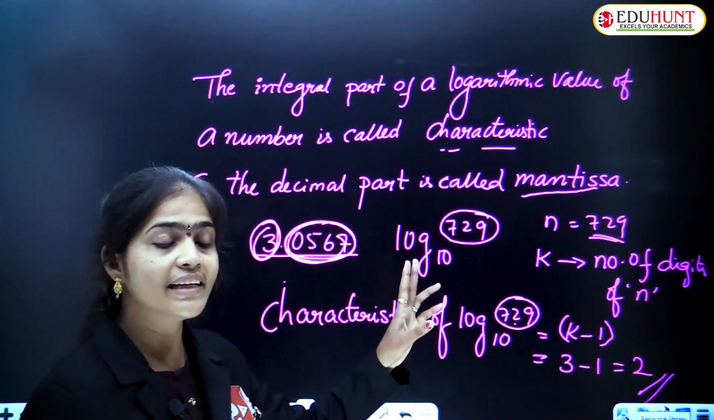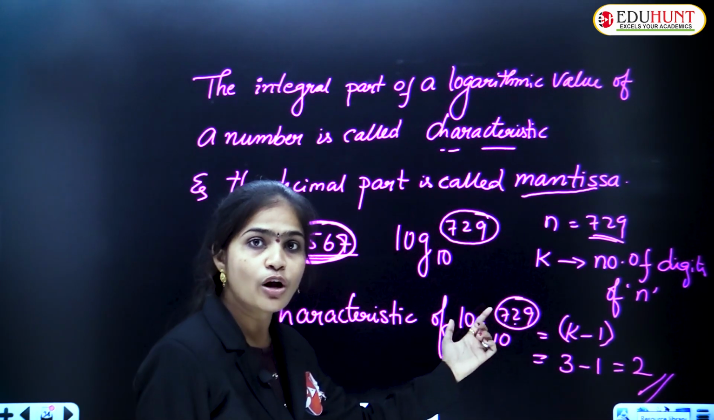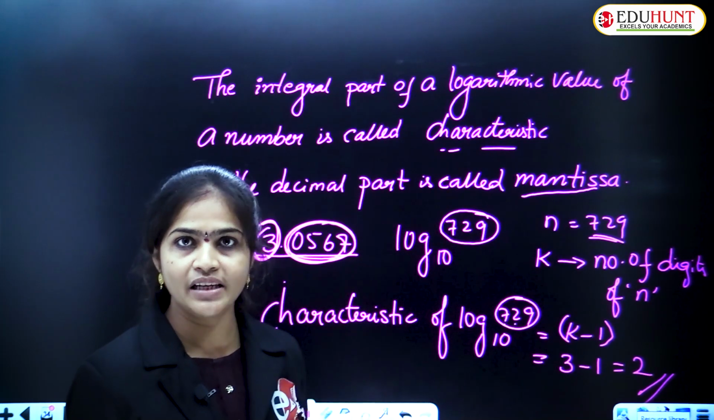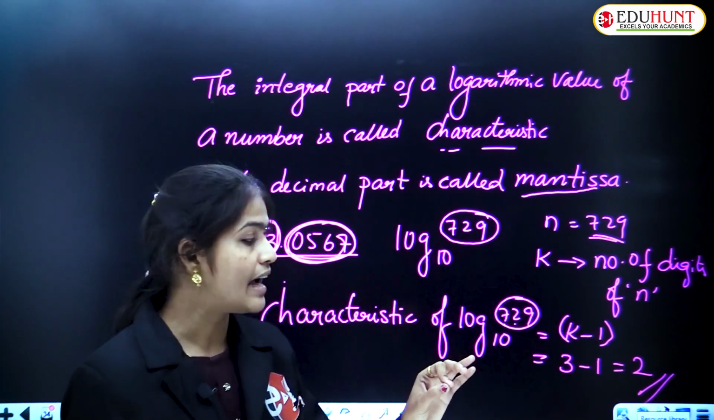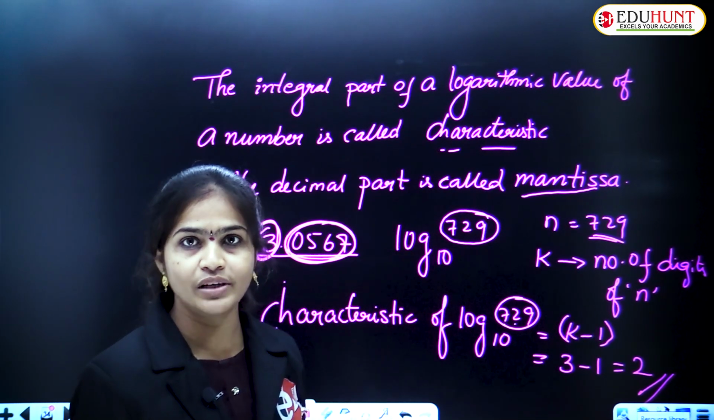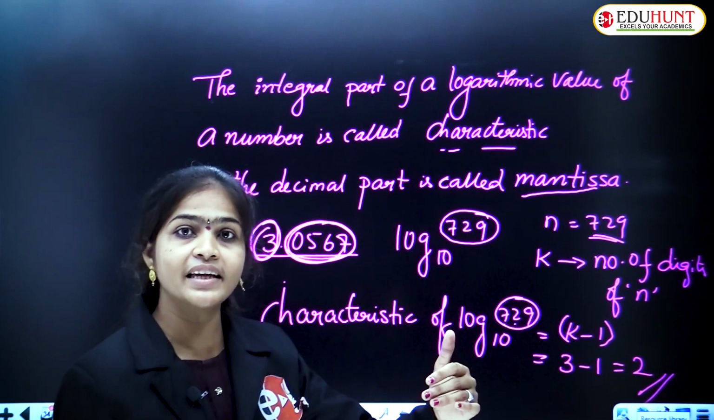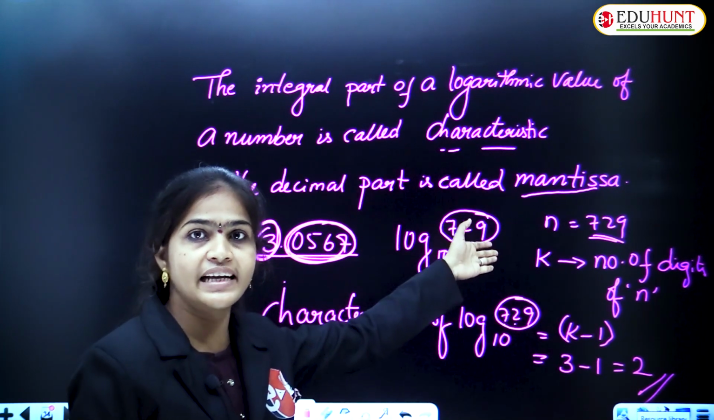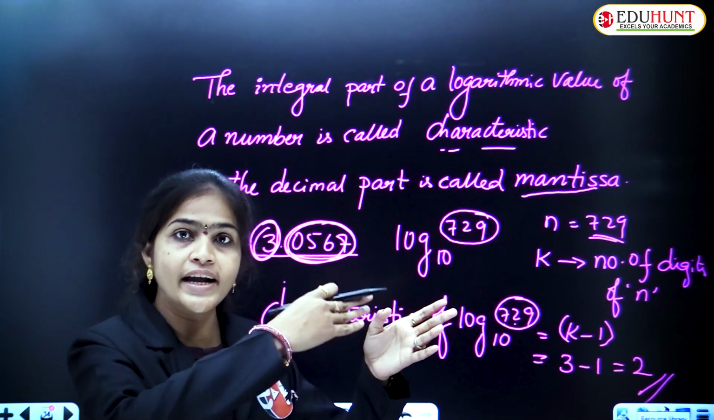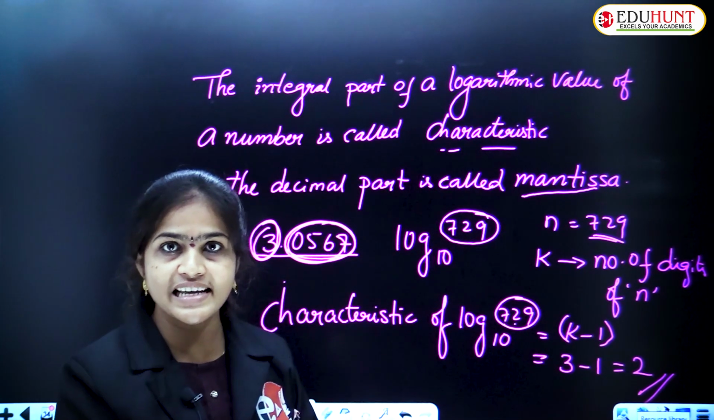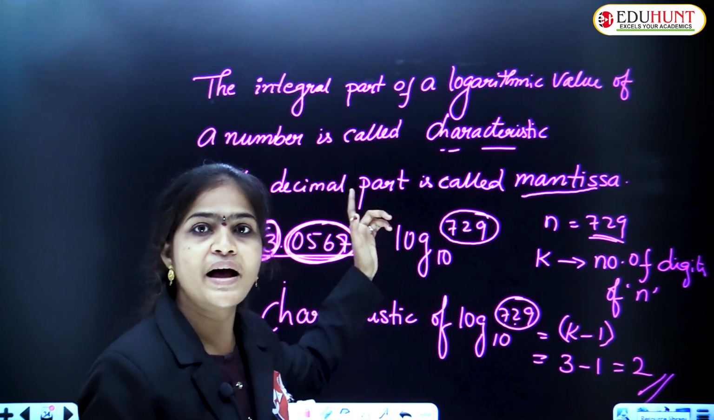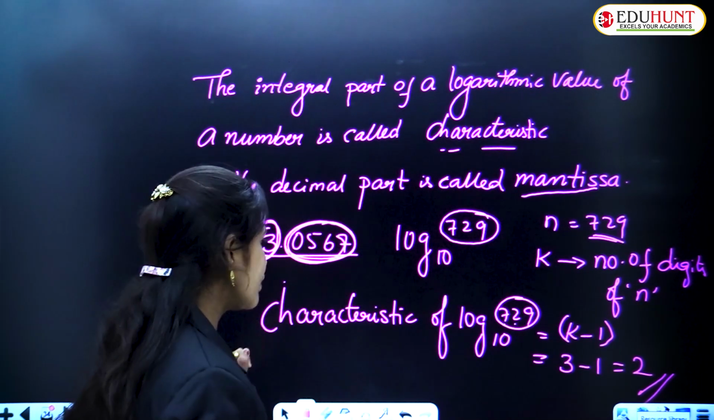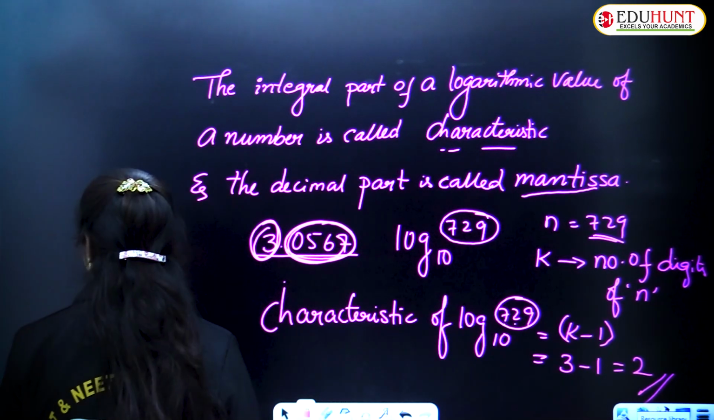While finding that, if you observe the value of log 729 to the base 10 in the logarithmic table, you will get 2 point something. In the 2 point something, 2 is the integral value, no? So we call 2 the characteristic, and the point something is the decimal part. The decimal part is called the mantissa. Did you understand that?